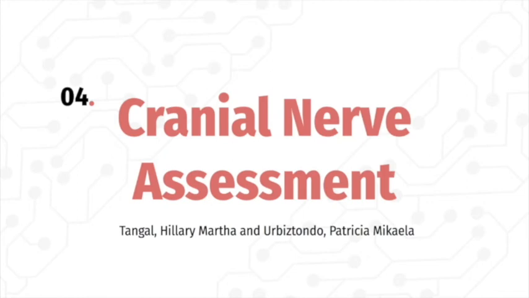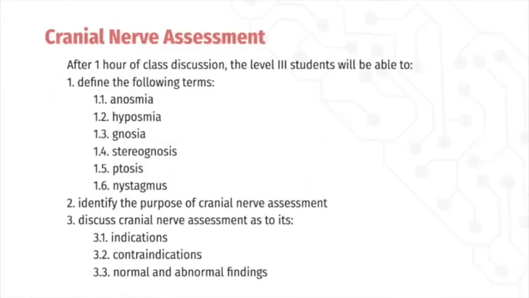And now we move over to the cranial nerve assessment. For our objectives, after 1 hour of class discussion, the level 3 students will be able to first define the following terms: anosmia, hyposmia, agnosia, stereognosis, ptosis, nystagmus. Second, identify the purpose of cranial nerve assessment. Third, discuss cranial nerve assessment as to its indication, contraindications, and normal and abnormal findings.